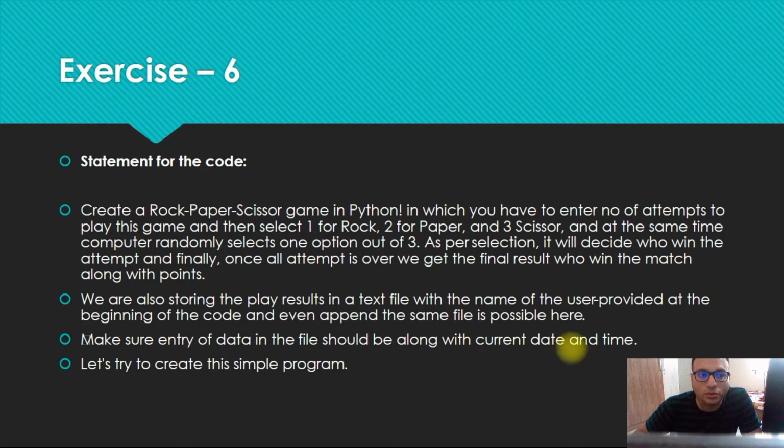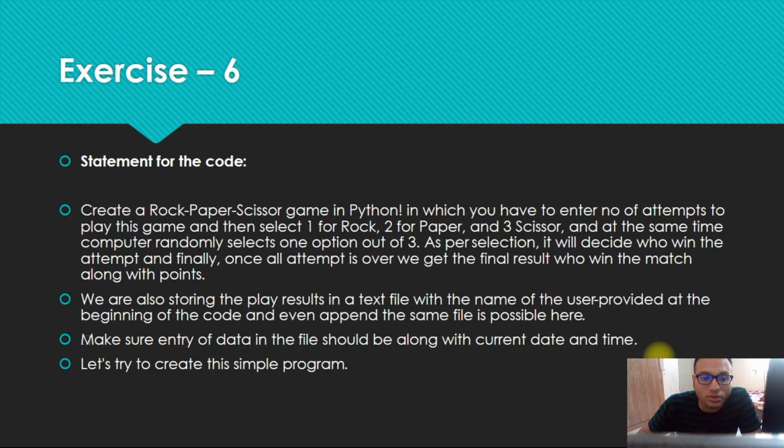Now the statement of the code. So the statement of the code, what exactly we have to make. The program name is Rock-Paper-Scissor. In this we have to create a Rock-Paper-Scissor game in Python, in which we have to enter the number of attempts to play this game and then select 1 for rock, 2 for paper, 3 for scissor, and at the same time the computer randomly selects one option out of 3. As per the selection, it will decide who will win the attempt, and finally once all the attempts are over, we get the final result, win the match along with points.